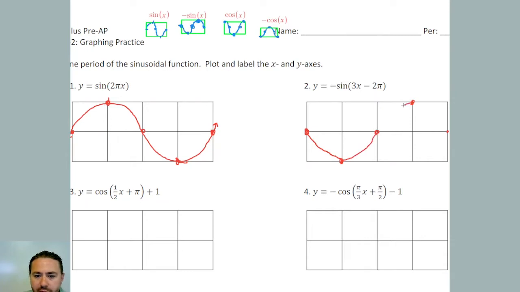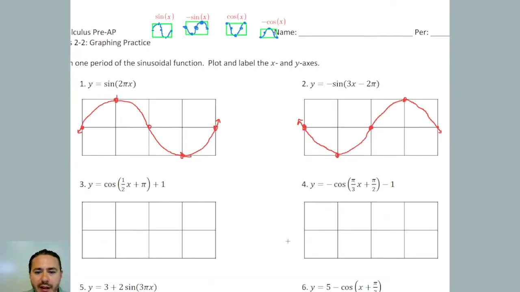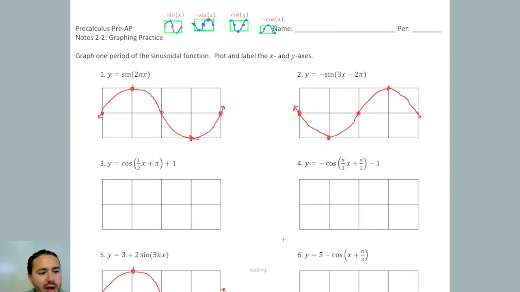A little tricky making this look nice, especially with a mouse. And there we go. And it does continue in both directions. Okay, so there's my negative sine graph. So I'm going to copy that on all the ones that are negative sine, so I don't have to redraw that.